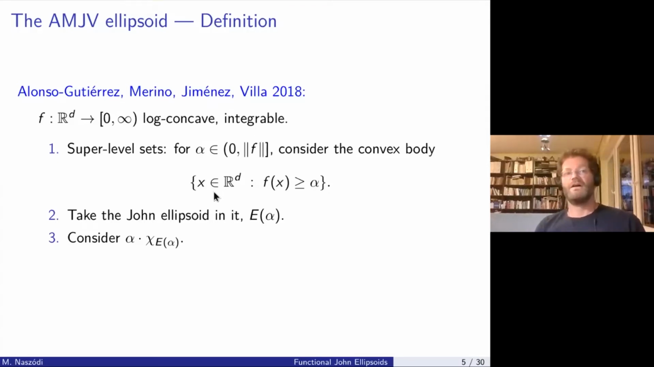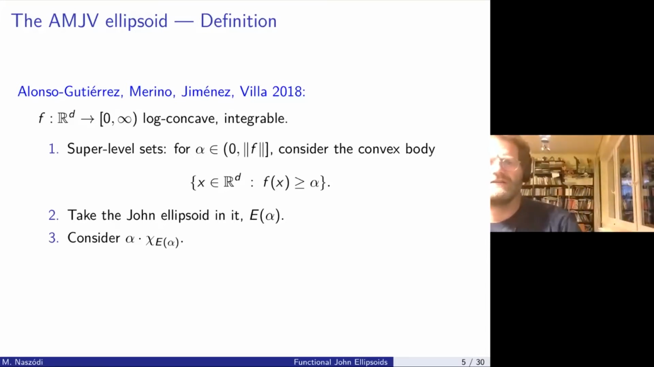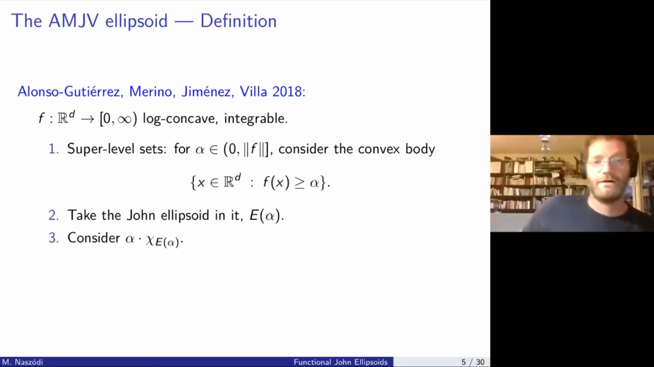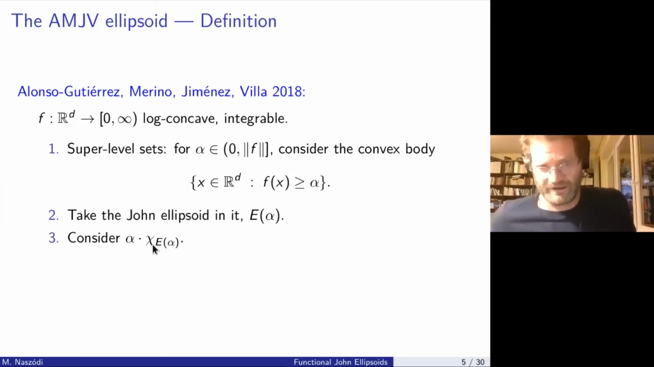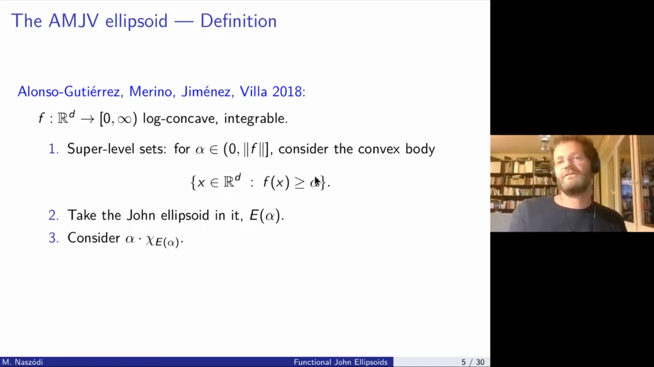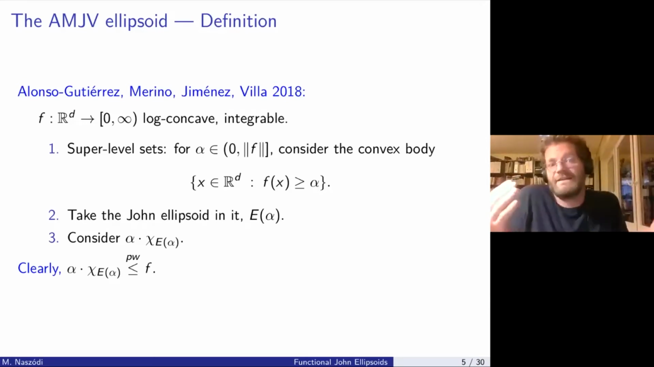Now, if F is a log-concave function, then it immediately follows that it's a convex set. So every super level set of F is convex. So you have a convex set, you take the John ellipsoid in this convex set. It's a convex set in R^d. Now, this John ellipsoid has a characteristic function, and you can multiply this characteristic function by alpha, by the level which you considered, and then obviously this alpha times the characteristic function is going to be pointwise less than F.